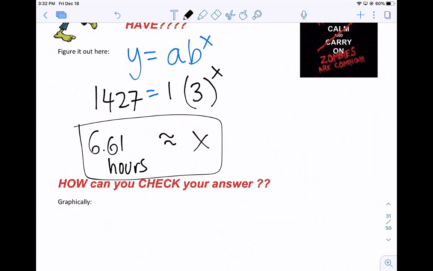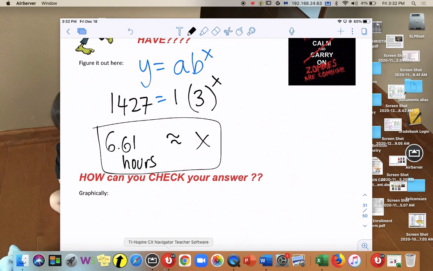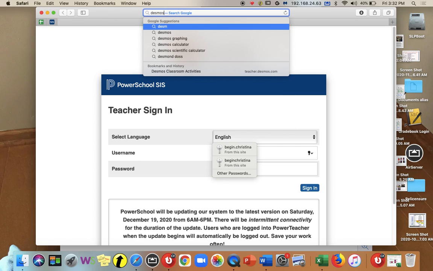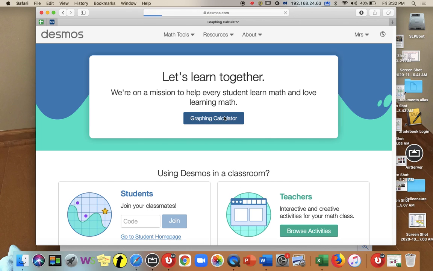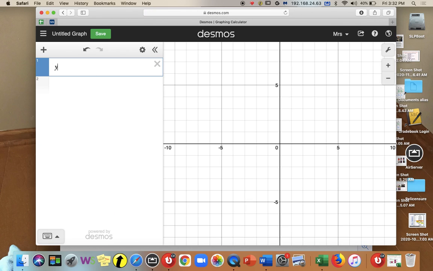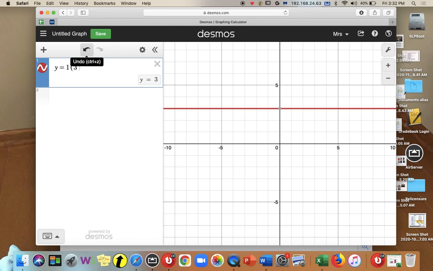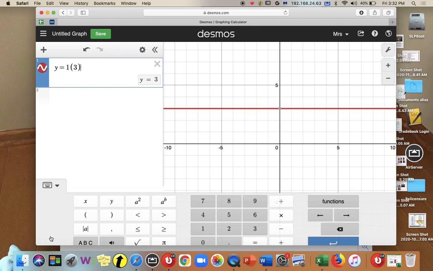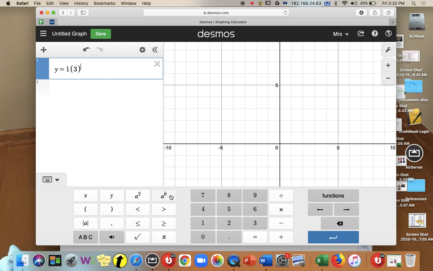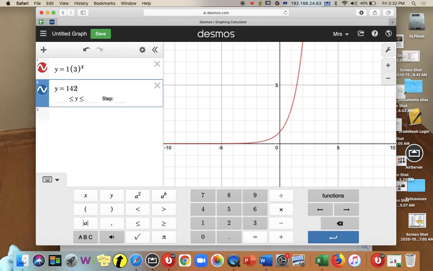Well, we could check it graphically. So if we pull up Desmos, we can type in the function. So y equals 1 times 3 to the power of x. Okay, so there's what our function looks like. We can see it's exponential. And we want to know where it meets the student population of 1,427. And the reason why we don't see it on our graph is we have to change our domain and range, right? This graph is only going up to 9 and then 10 in the x direction.